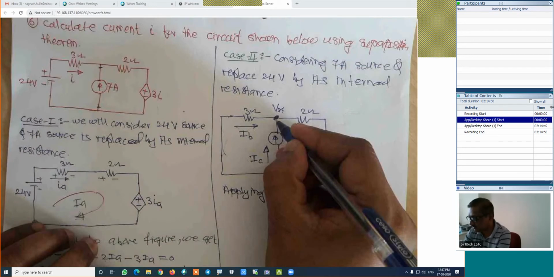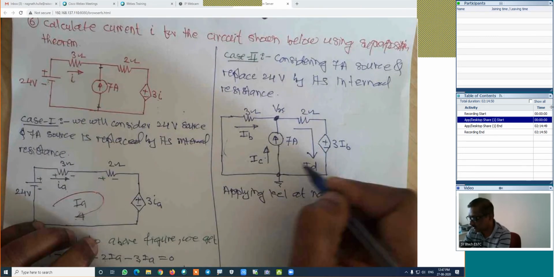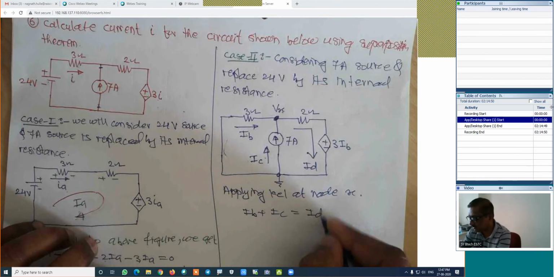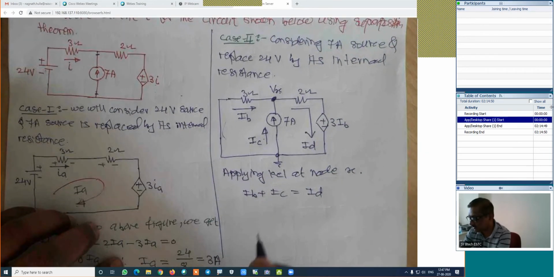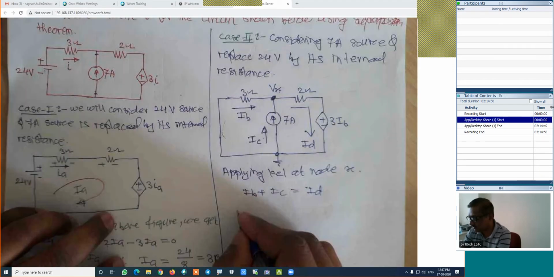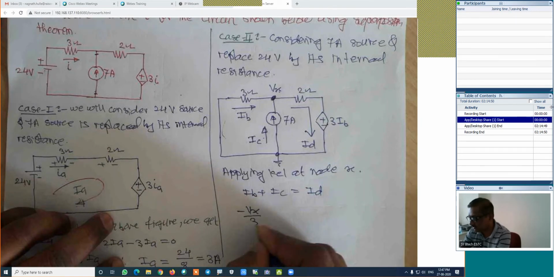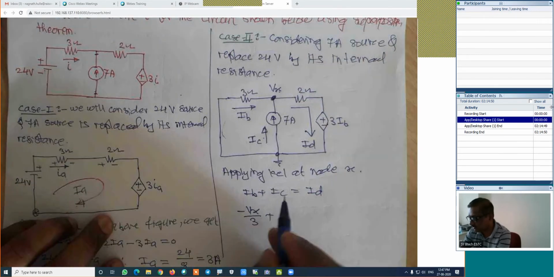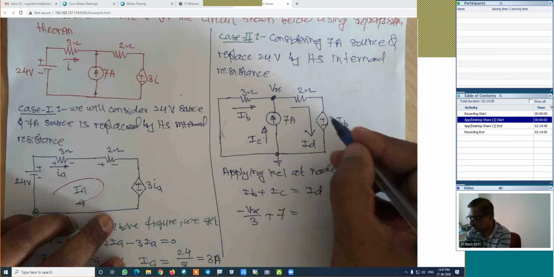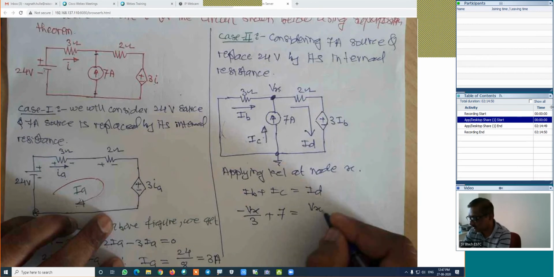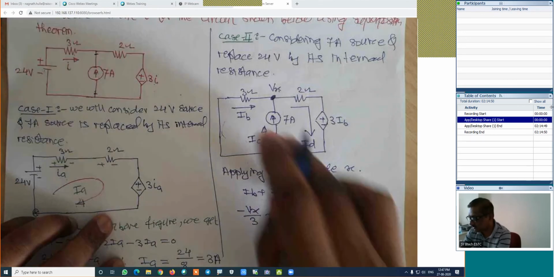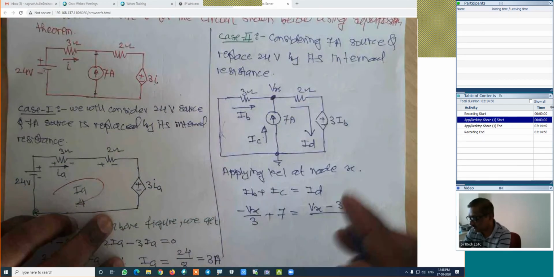If we are applying the KCL here, these are the two incoming. This is the outgoing. This equation will be IB plus IC, which is equal to ID. How much is the IB current in this branch? 0 minus Vx divided by 3, which is minus Vx divided by 3 is the IB. How much is the IC? 7. How much is the ID current in this branch? Vx positive to negative, minus 3 into IB, divided by the resistance of this path, which is 2.